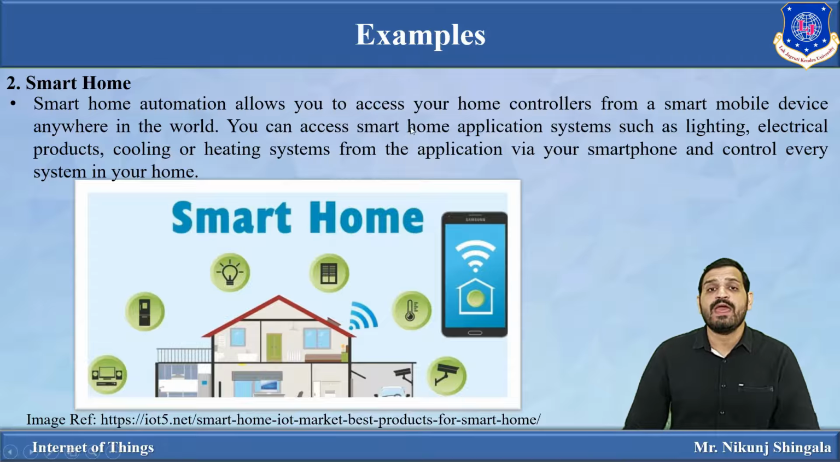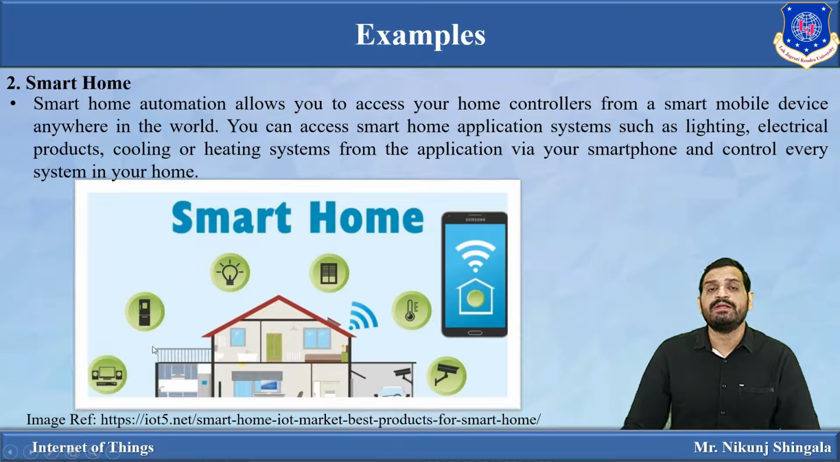You can access the smart home application system such as lighting and electrical products. Any electrical product I can control from a remote place, cooling or heating systems, from the application via smartphone, and control every system in your home. I can also control the intensity of the bulb. I do not need to go to the switchboard to switch on the fan. I do not need to use the remote control to switch on the TV. Everything I can control from my mobile phone.